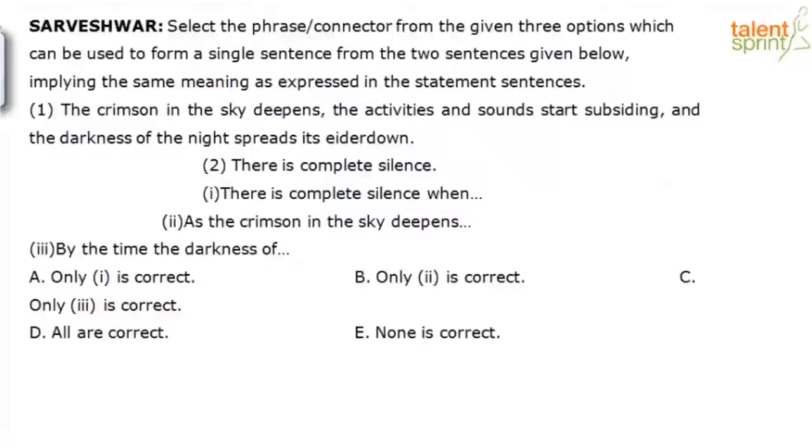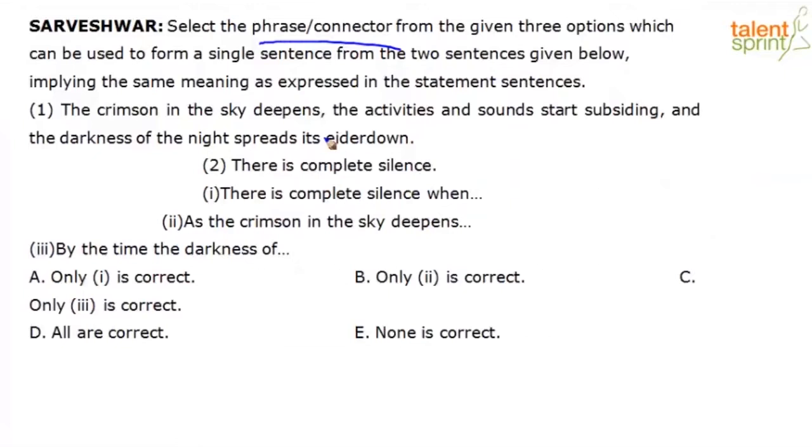Again, phrase connector. Let's quickly do this. So there are two sentences. One is: the crimson in the sky deepens, the activities and sound start subsiding, and the darkness of the night spreads its ether down. Okay. And then there is complete silence.